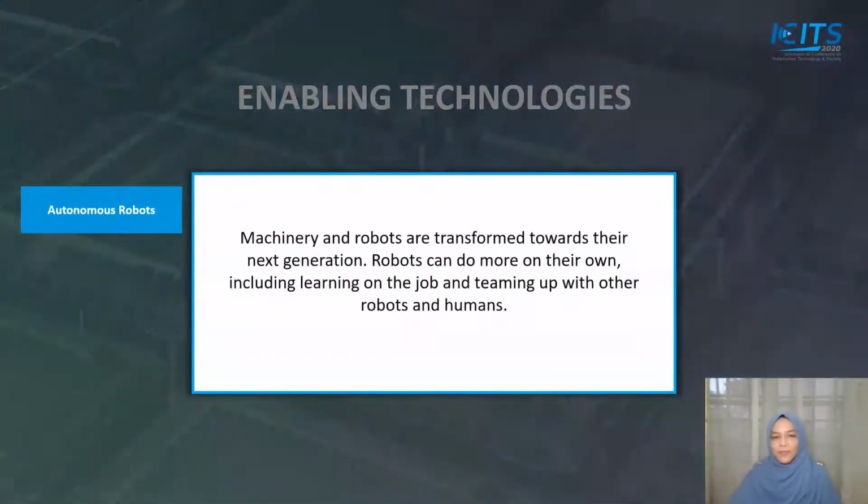Autonomous robots and machinery are transformed towards their next generation. Robots can do more than their own tasks, including learning on the job and teaming up with other robots and humans. This technology allows systems to think, act, and react autonomously, as well as conduct remote decision-making. This can help contribute to a company's competitiveness, productivity, and profitability.